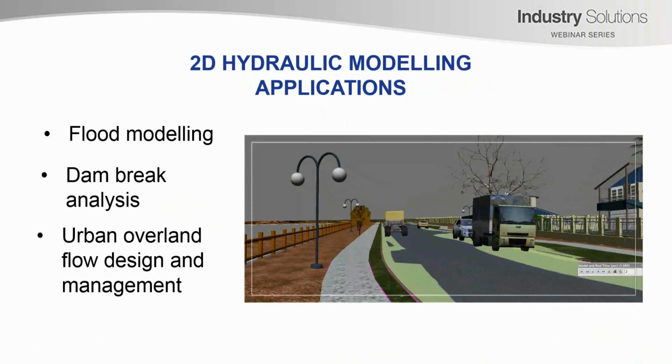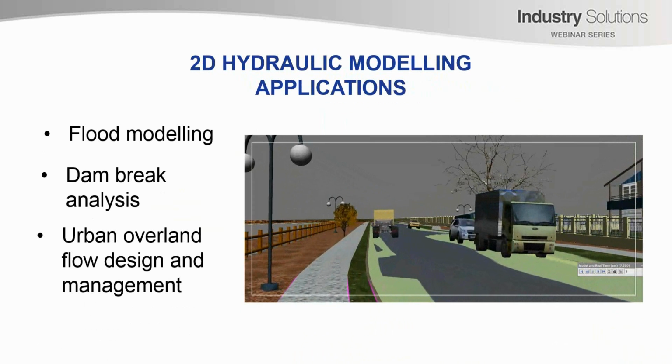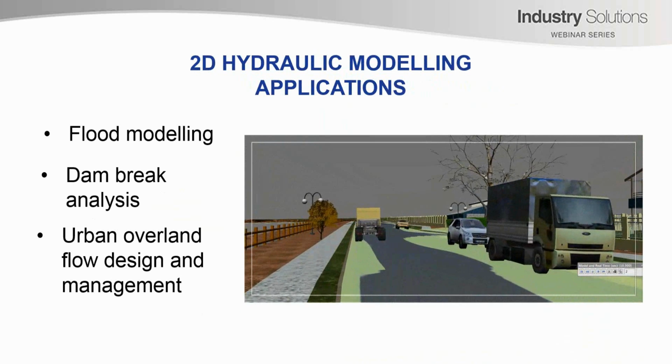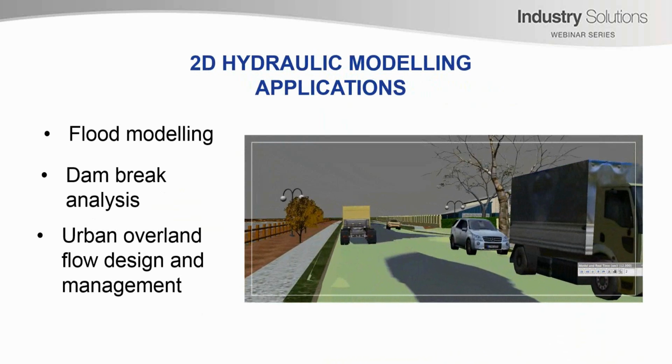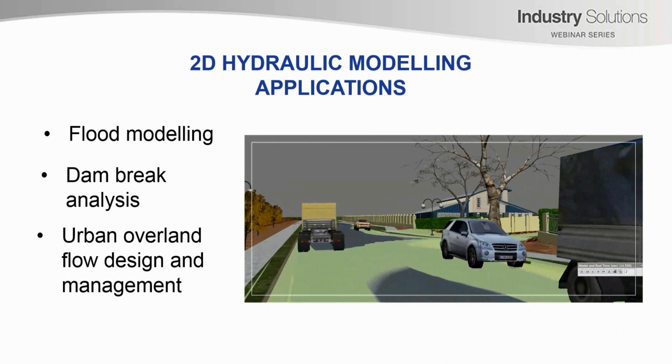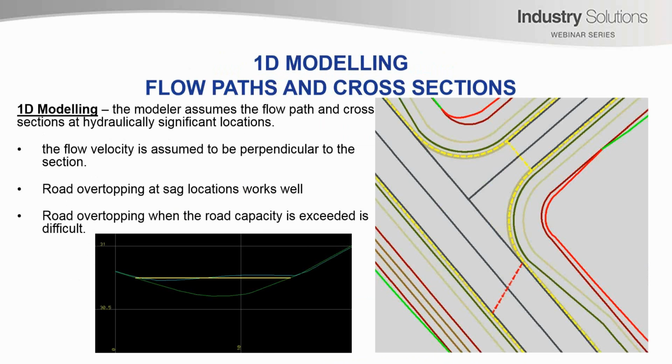Today we're going to be talking about the application of 2D modeling in the urban environment. This is when we'd be concerned about the flow down the sides of the roads, road overtopping, ponding in sag locations.